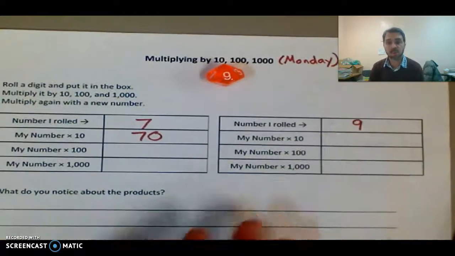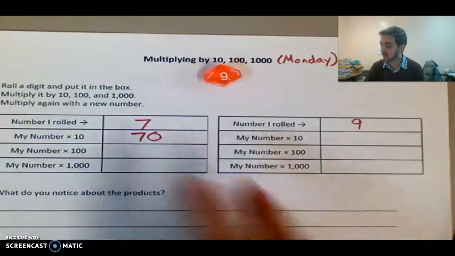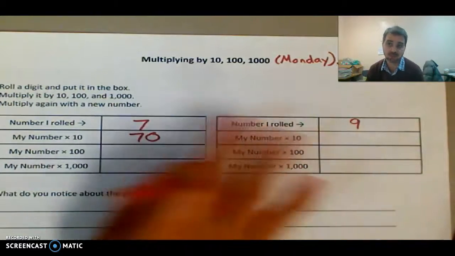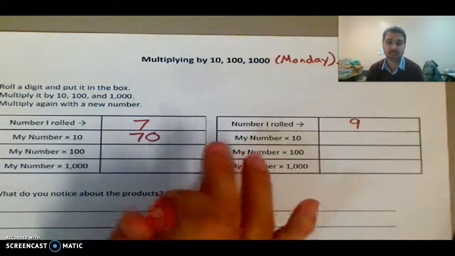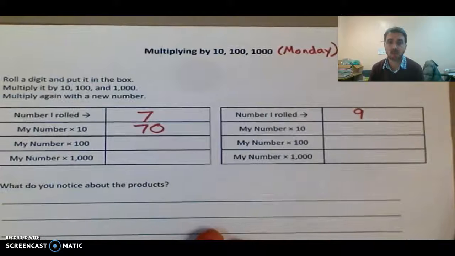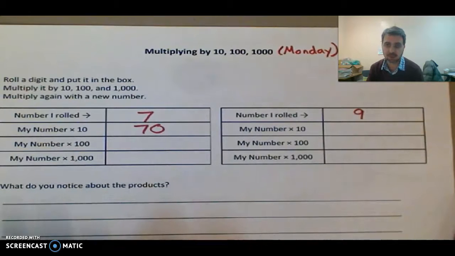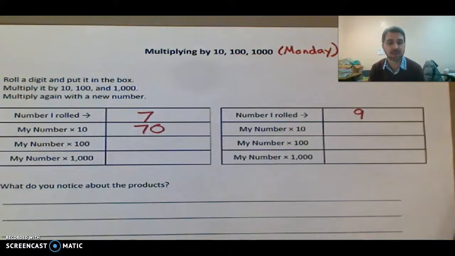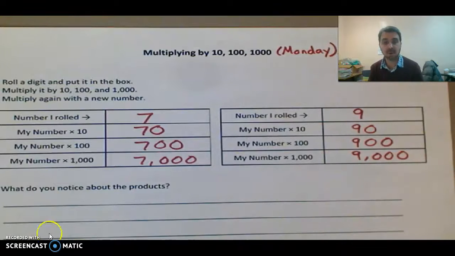Okay, so once you've done that, just do two different numbers. If you roll a 7 and then a 7 again, please roll to get two different numbers. Once you have completed this, come back, okay, and we'll talk about what you might notice about the products, okay? All right, so pause the video. Yes, I'm talking to you, and do the work, and then come back. All right, talk to you soon.